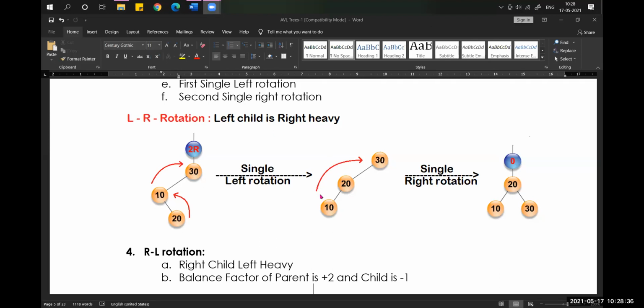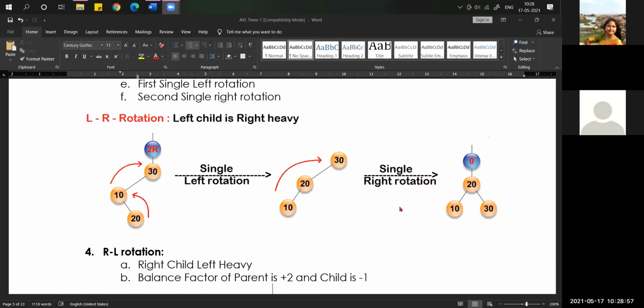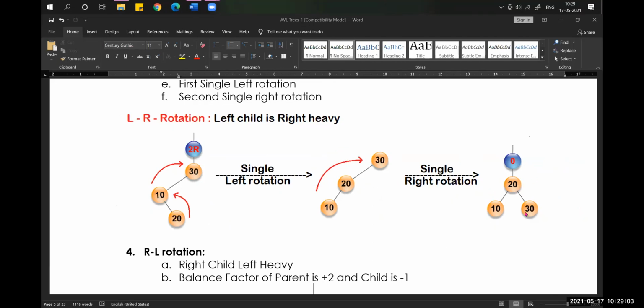Right rotation means nodes have to move to the right side. Nodes have to move right side means 20 will become the root node. So see here. Now where does 30 go? 30 is greater than 20. That's why it is placed on the right side. Now 10 is in the same place, left side. Now check the balance factor of this subtree. So see, one right node, one left node. 1 minus 1 is 0. 0 is the balance factor.